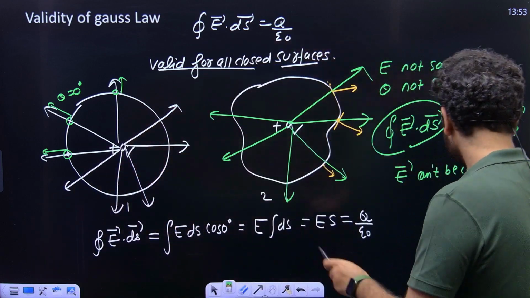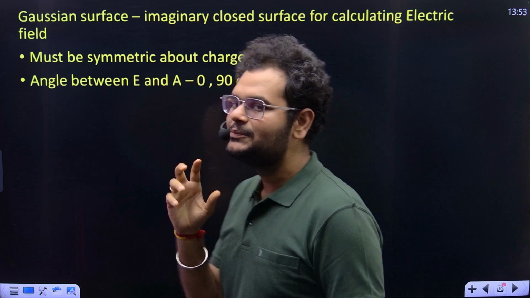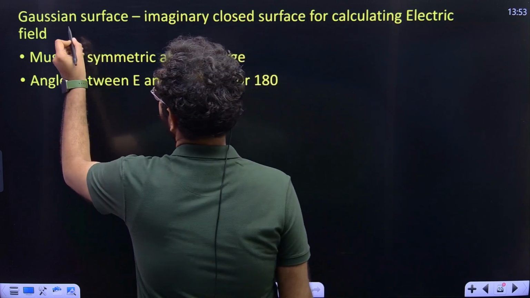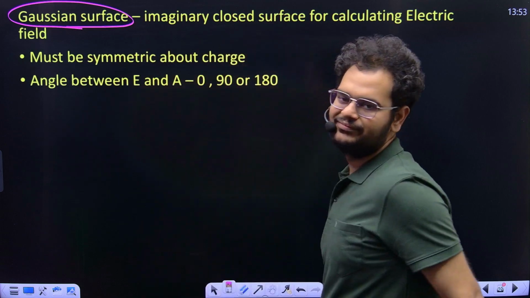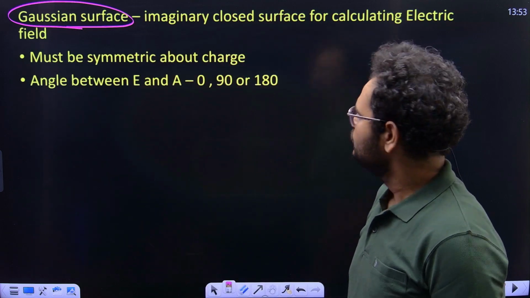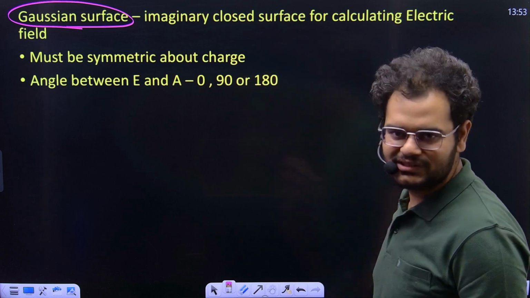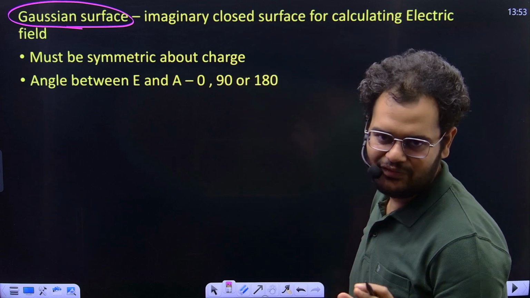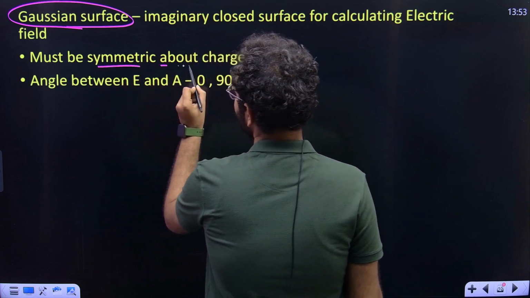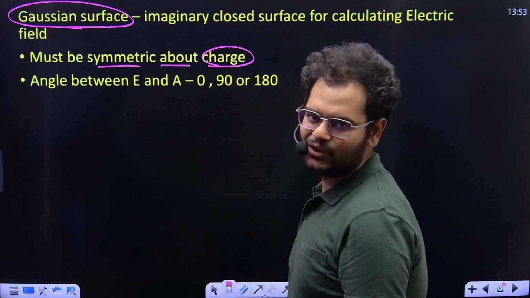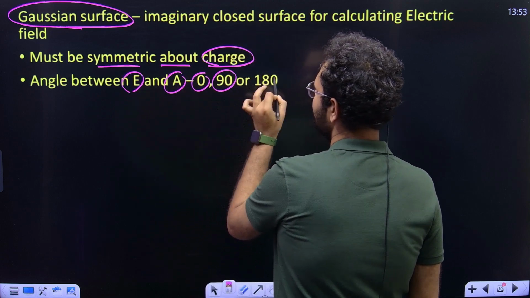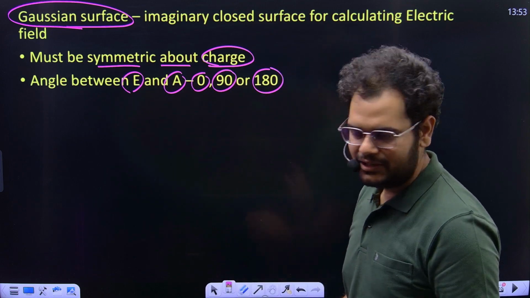And for calculation of electric field, we take a special surface which is called as, what is it called, sir, Gaussian surface. Are you getting it? Gaussian surface. Sir, what is a Gaussian surface? So Gaussian surface is an imaginary closed surface for calculation of electric field. Some conditions are there. What are the conditions? It must be symmetric about charge. I will show you. Okay. And angle between E and A is either 0 degree, 90 degree or 180 degree. Let me show.